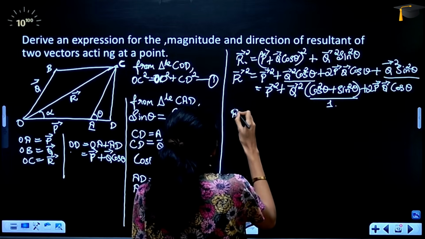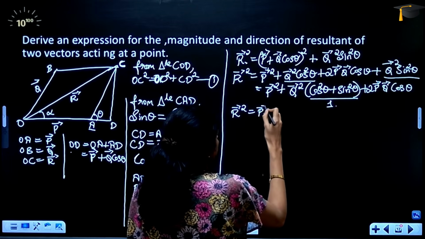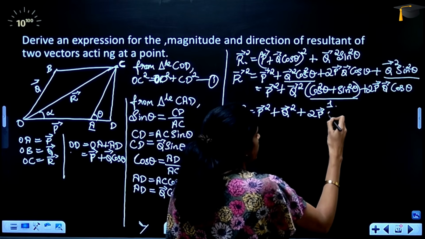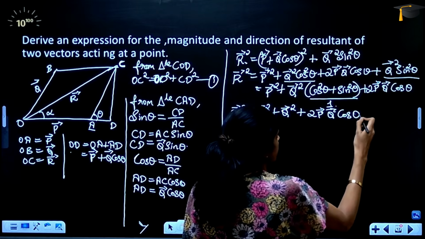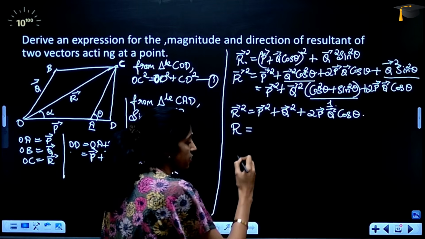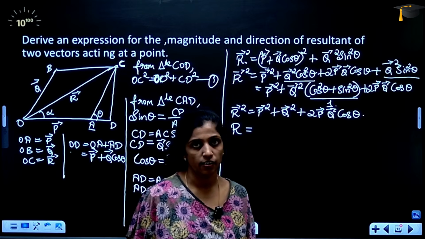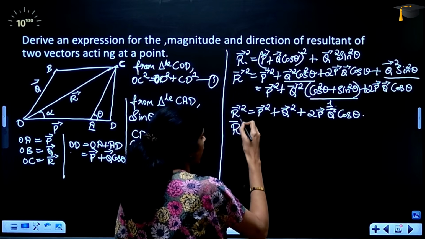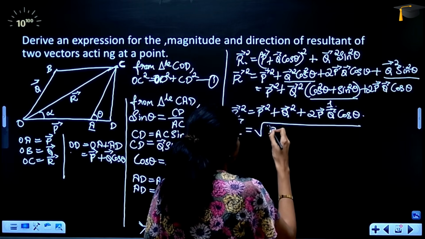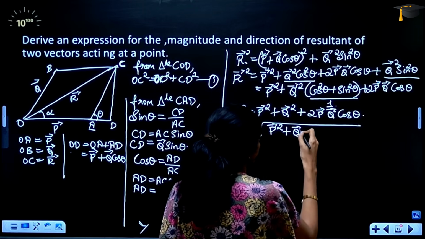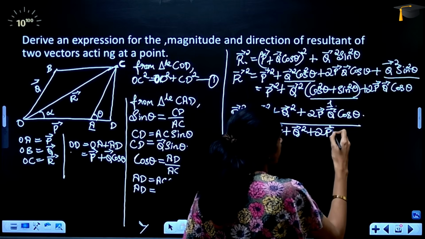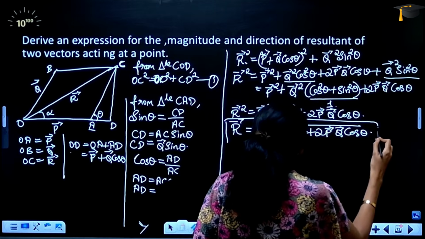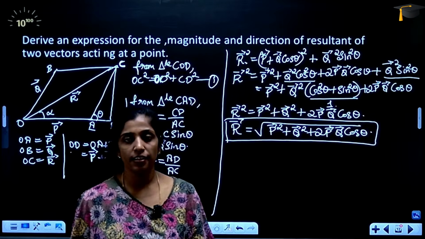Now you can write this as vector r square equals vector p square plus vector q square plus 2 vector p vector q cos theta. Therefore, the resultant, I need the magnitude of the resultant vector. So what's the magnitude of a resultant vector? If I take square root on both the sides, I'll get vector r equals root of vector p square plus vector q square plus 2 vector p vector q cos theta. Hence, we proved the magnitude of the resultant vector.